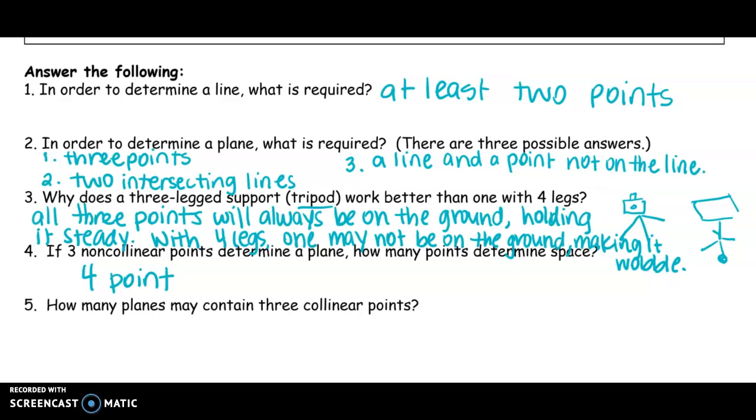How many planes may contain 3 collinear points? So if the points are all collinear, that means they're all on one line, which would then also mean that they are all on one plane, because you'd have the 3 points and they're all in a line, which makes it have one plane.